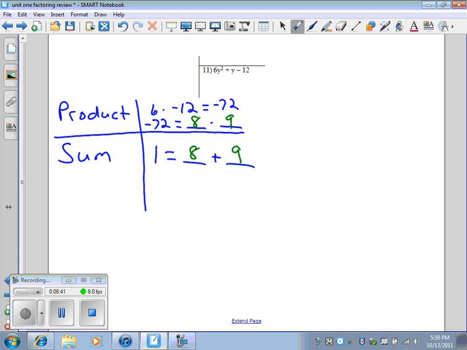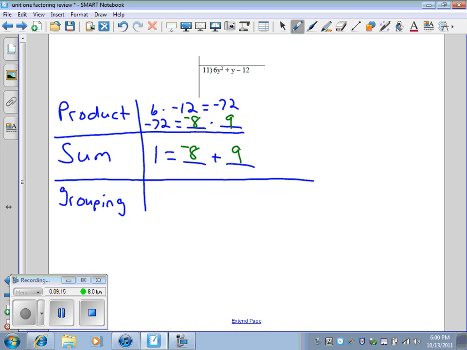And I need one of them to be negative and one to be positive, but give me a positive 1. So if I make 8 negative, when I multiply them, that will give me negative 72. And if 9 is positive, I will get positive 1 when I add the two numbers together. Now, here is the third part. Because the number in front of y squared is not 1, I have to do this next step, which is grouping.